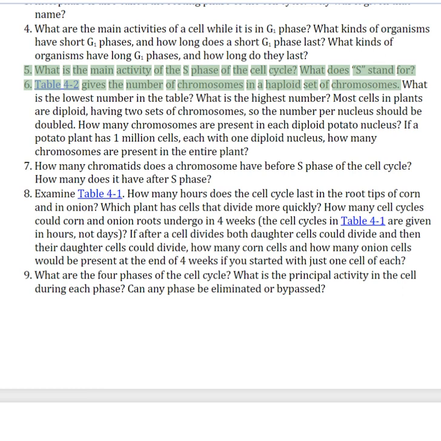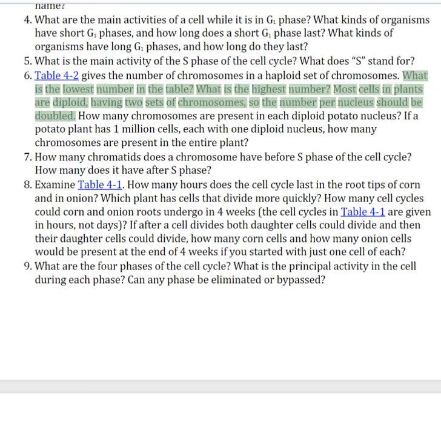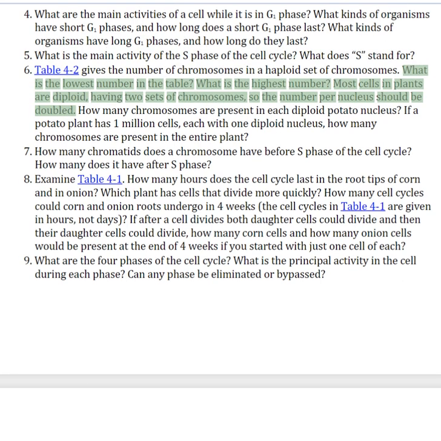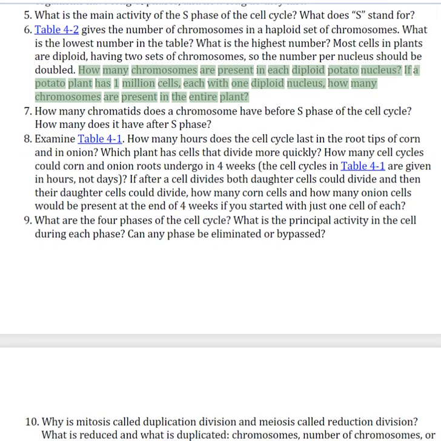6. Table 4.2 gives the number of chromosomes in a haploid set of chromosomes. What is the lowest number in the table? What is the highest number? Most cells in plants are diploid, having 2 sets of chromosomes, so the number per nucleus should be doubled. How many chromosomes are present in each diploid potato nucleus? If a potato plant has 1 million cells, each with 1 diploid nucleus, how many chromosomes are present in the entire plant?